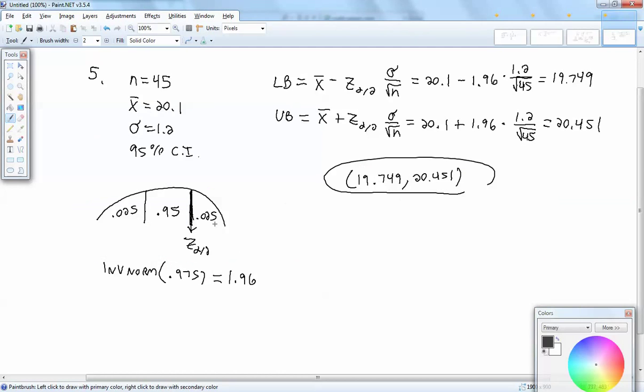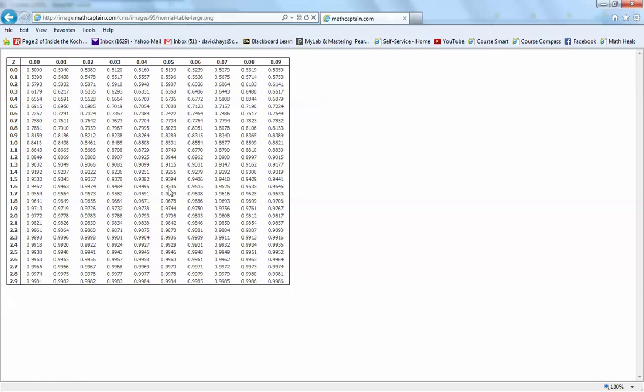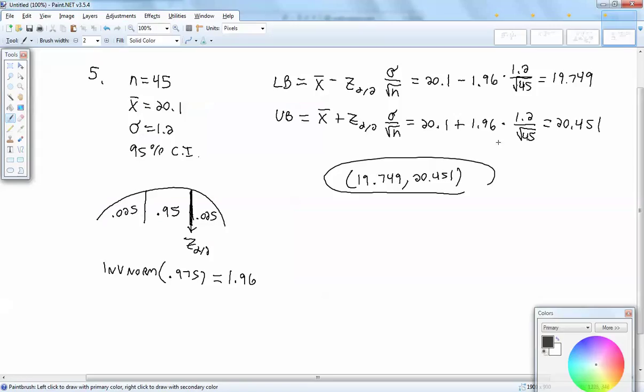What we're looking for is the area to the left, which is 0.975, the same value we entered in INV norm. So I'll look in here for 0.975, and here's 0.975. If I come straight over to the left, that's 1.9, and if I come straight up, that gives me my 0.06. So that gives me my 1.96. Again, not hard if you have a table handy.